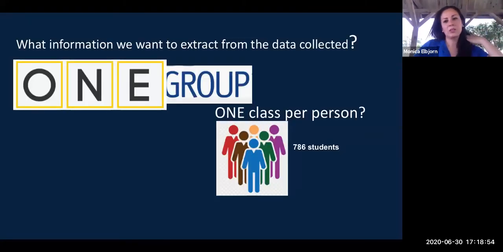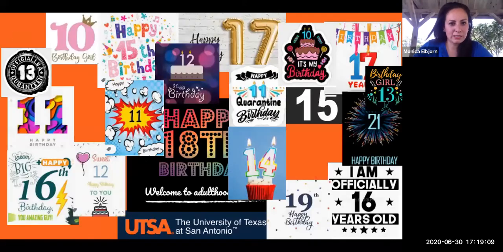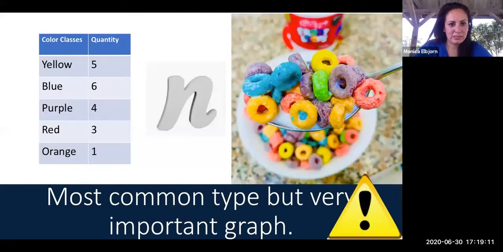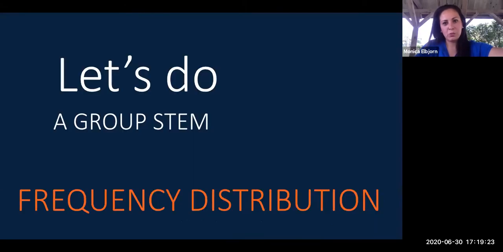So the very most important part is what information do we want to extract from the data collected. If we only have one group, do you remember on the Fruit Loops, we got 1, 2, 3, 4, 5 different classes. We got 5 different classes because we have the colors. We wanted to know what was the frequency of the colors. So what do we want to graph?